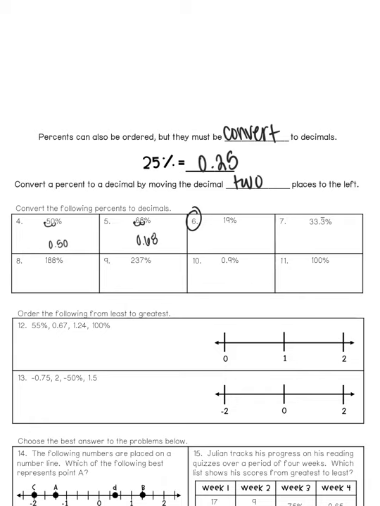33.3 repeating. That line over the top means repeating. We'll talk more about that in later units. But that means it's going to be 0.3, and the 3 is just going to go on forever. But I have 33.3 repeating. So when I move it twice, I have 0.33 3 repeating. Okay, really I could just put 3 repeating, but since we're moving it over twice, I want to include all those digits.